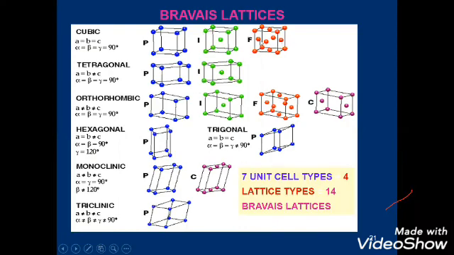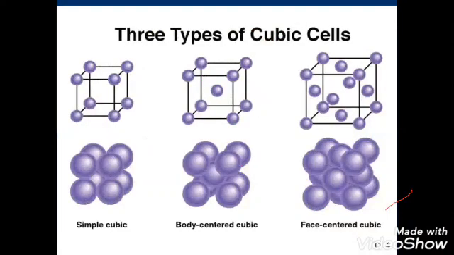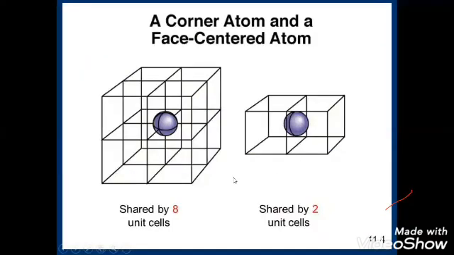So these 7 crystal systems will give 14 different types of unit cell, which is called Bravais lattice. So you can find it in your book, that is your Bravais lattice. So these are the 3 types of cubic unit cell. So we will be only concerned with the cubic unit cell.